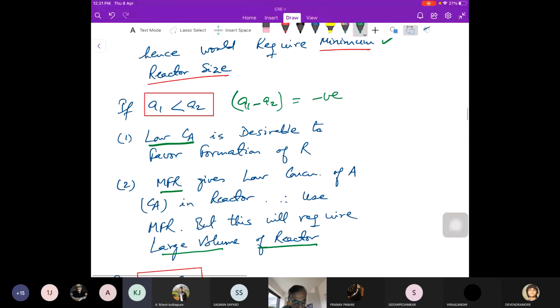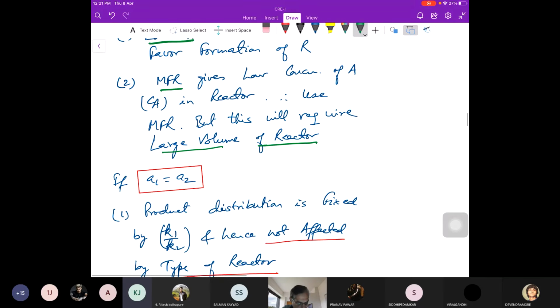ठीक है, समझ में आया? When to keep low and when to keep high concentration in the reactor of the reactants. We've seen how to keep, and then we are seeing when to keep low or high concentration of reactants. There are no questions. Let's proceed to third condition.